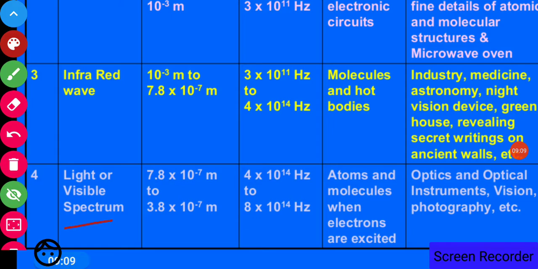Light, or the visual spectrum: the range is 7.8 into 10 raised to power minus 7 meter to 3.8 into 10 raised to power minus 7 meter. The frequency is 4 into 10 raised to power 14 hertz to 8 into 10 raised to power 14 hertz. It is produced by atoms and molecules when electrons are excited. Its uses are in optics and optical instruments, vision, photography, etc.